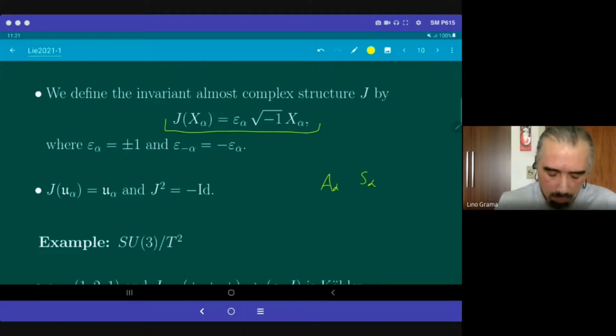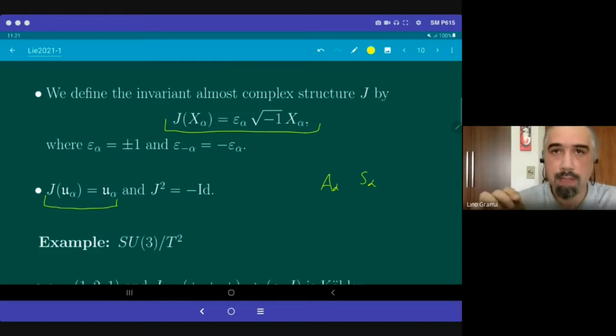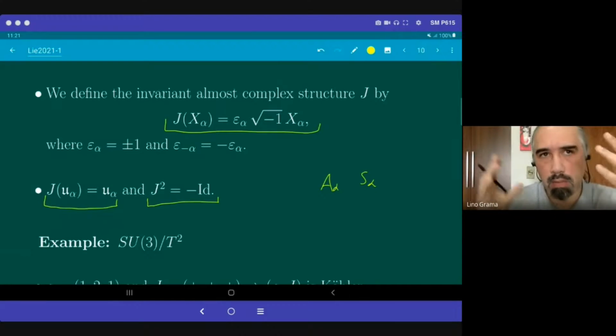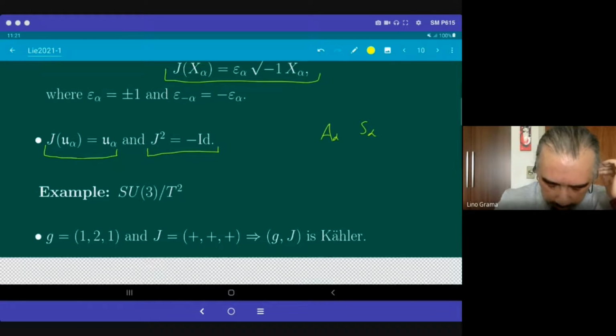You make some computations and you arrive at this: U_alpha is invariant by J, and J squared is minus identity, and this is just the rotation by 90 degrees or minus 90 degrees. This takes A_alpha to S_alpha, and S_alpha to minus A_alpha, or the opposite, depending on the sign, plus or minus 1. This is a plus 90 degree or minus 90 degree rotation. It's usual.